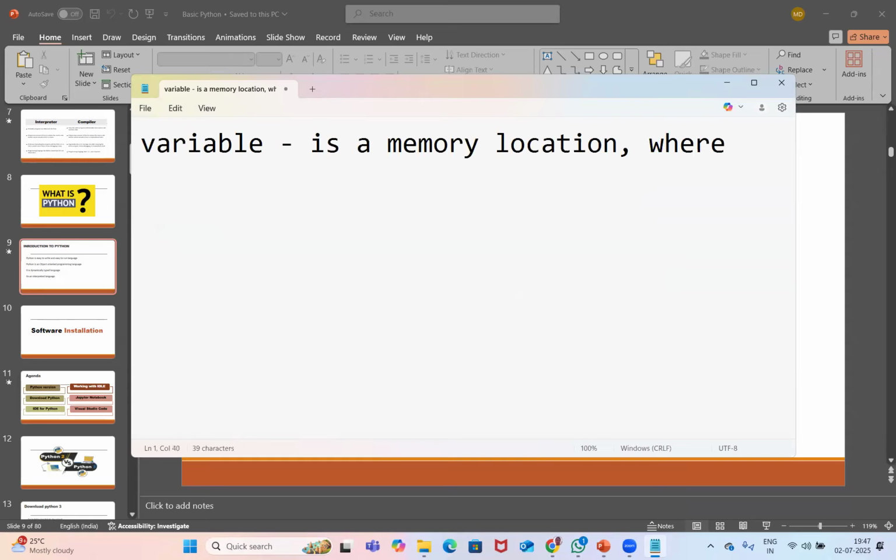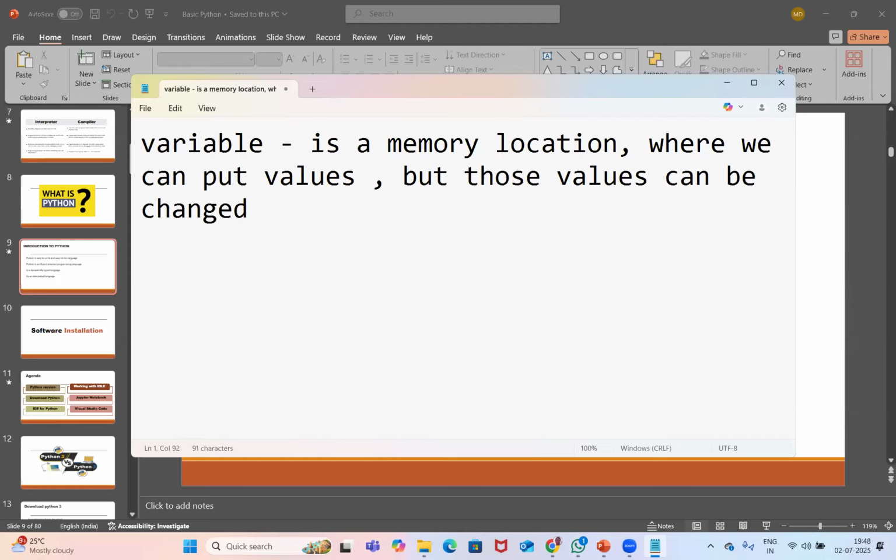where we can put values. Memory location is that calculator's area, and the values you put are sometimes 5, sometimes 10. So in that memory location we can put values, but those values can be changed. That's why it is called a variable. In normal English, variation means changing. So that memory location is changing. Sometimes it takes 5, sometimes 10, sometimes 500.